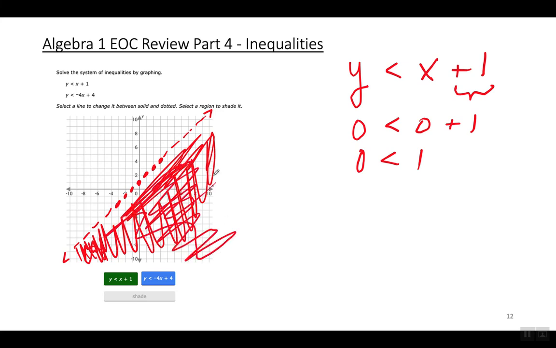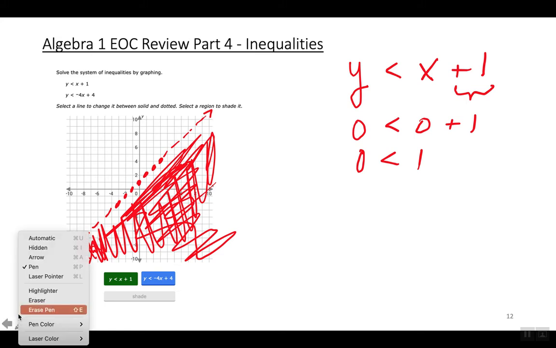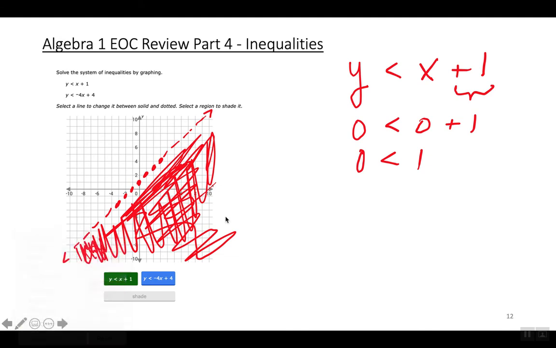We're gonna have a big mess here in a second. All right, let me change colors so I could do the other line. I should have done it in green to match what's on the bottom, but too late now. So in blue, let's do the other one. It says y less than negative 4x plus 4.